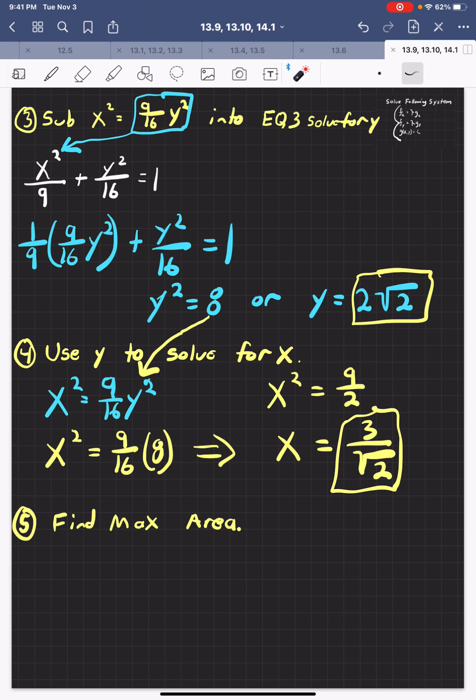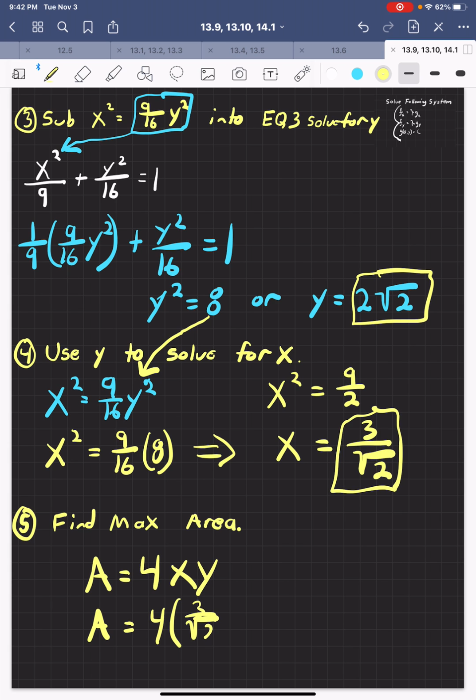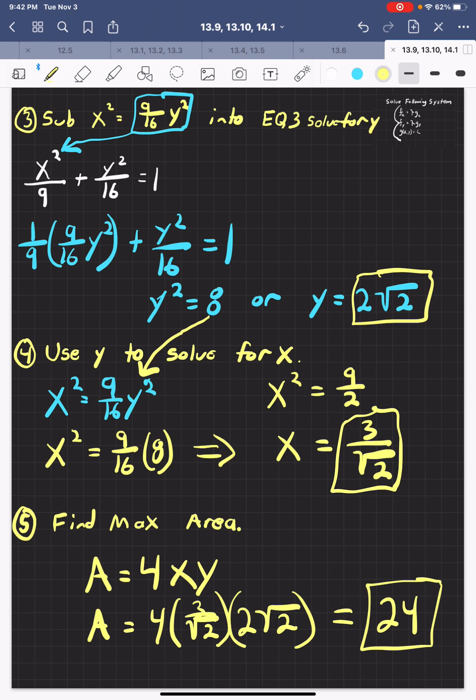So if you want to find the maximum area, let's just go to the area formula. So area of that rectangle is equal to 4xy. And we're going to plug in for x, we're going to plug in for y. So area is going to be equal to 4 times 3 over the square root of 2 times 2 square roots of 2. And there it is, your maximum area.